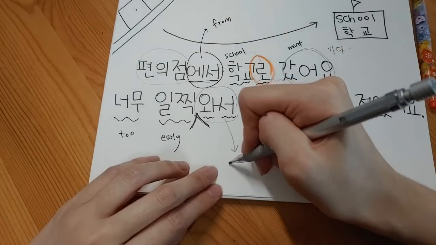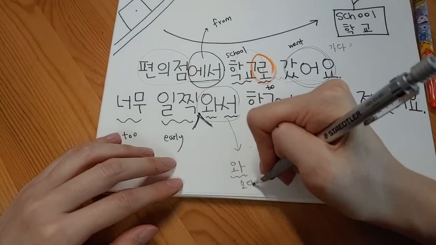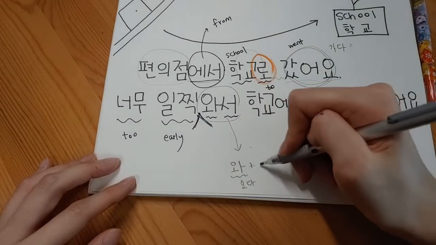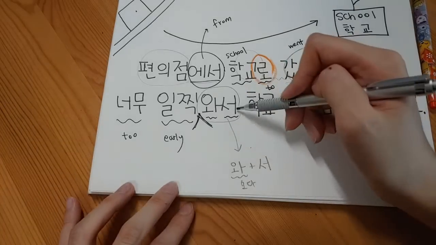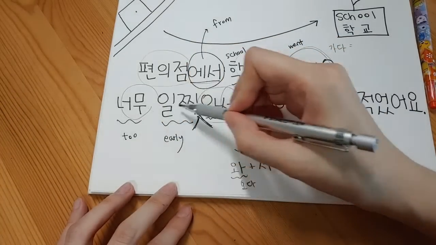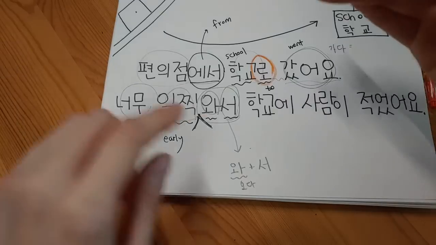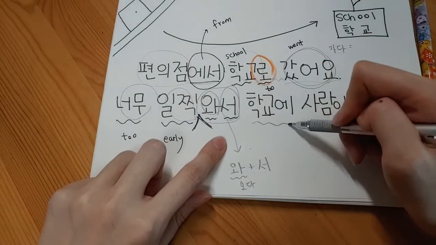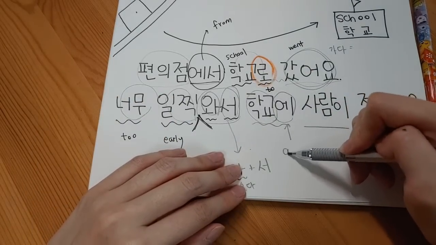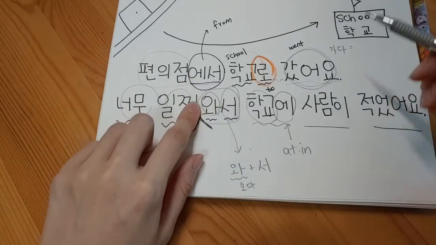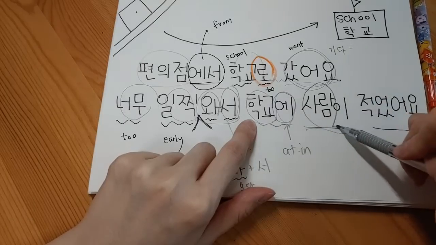So, 와서 is a combination of 와, which is the present verb of 오다, which means to come. And when you put 서 after a verb, it indicates a reason, right? So, because too early came. So it means because I came too early. Because I came too early, 학교에 사람이 적었어요. School, and this 에 here means at or in. Too early came. So in school, 사람이 person 적었어요.